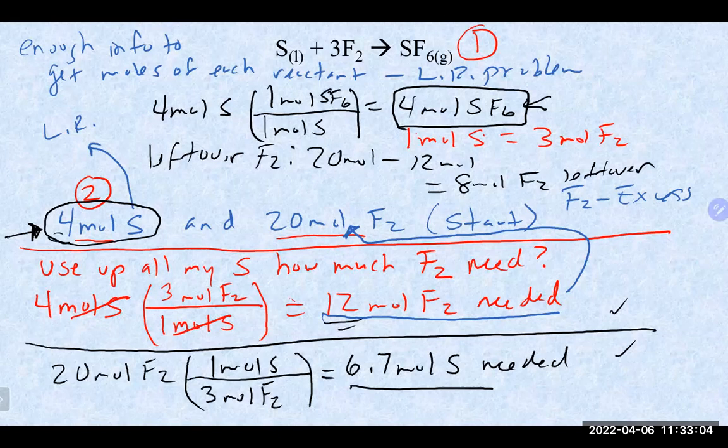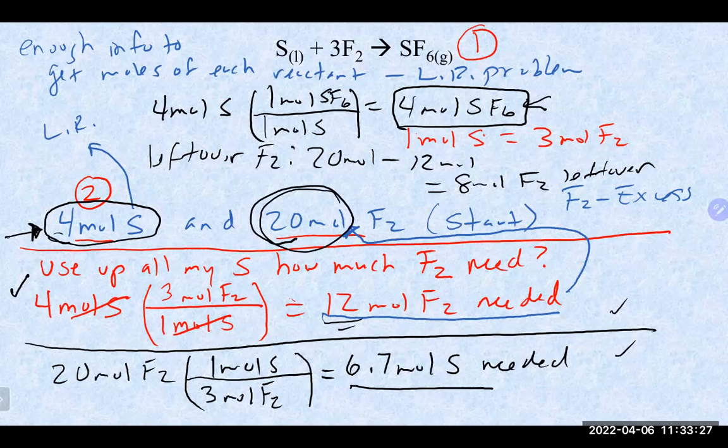So earlier on, I happened to choose this to figure out the limiting reagent, but what this really told me was that if I want to use up all my sulfur, which is actually what happens in this reaction because sulfur is the limiting reagent, I would need to put in there 12 moles of the fluorine, right? I started with 20 moles of the fluorine.